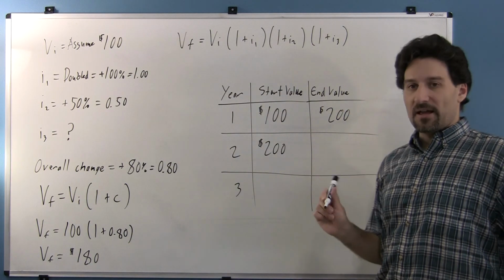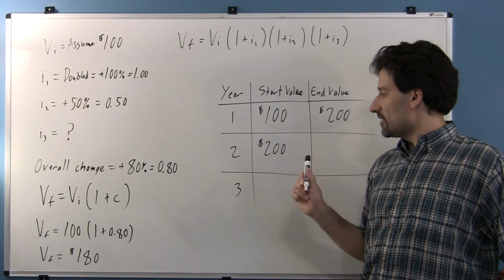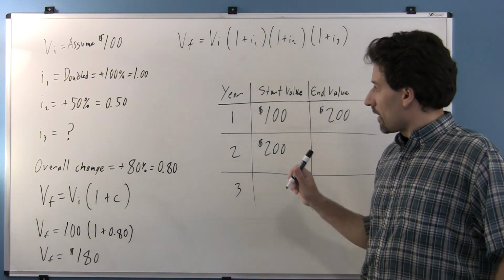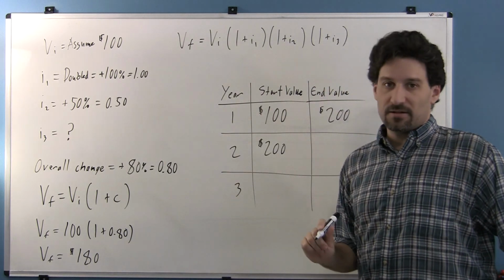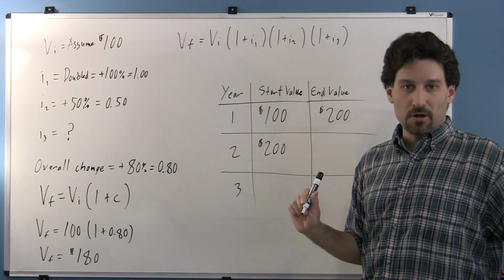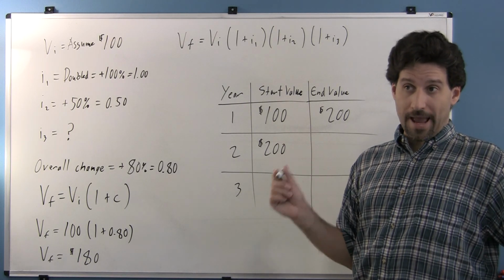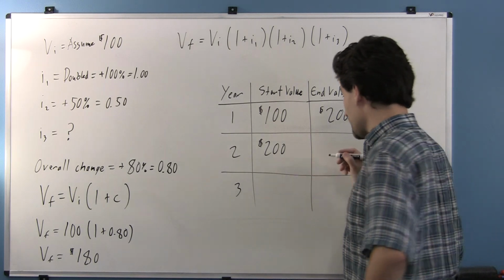What's the end value at the end of year 2? It's an increase of 50%. So 50% of $200 is $100. So we add that back to 200. We're now up to $300.